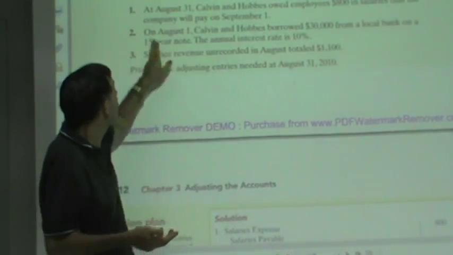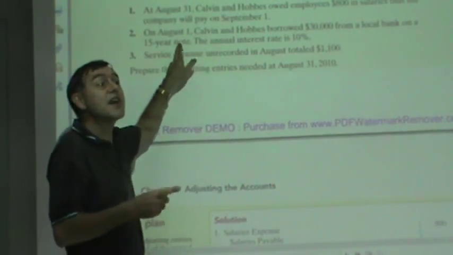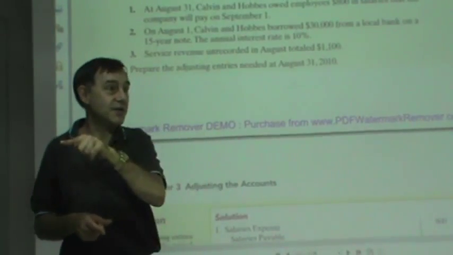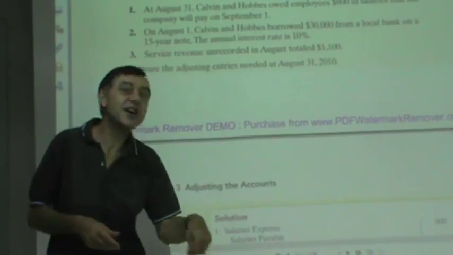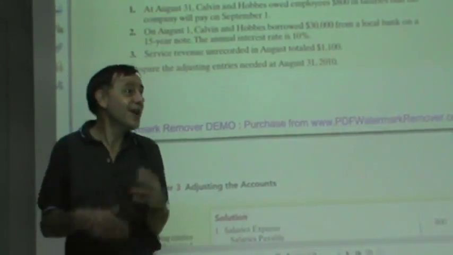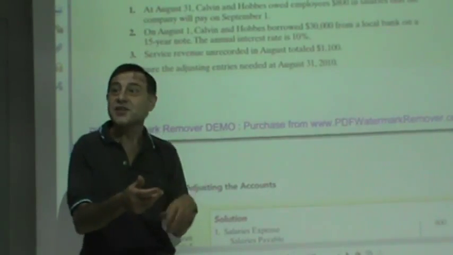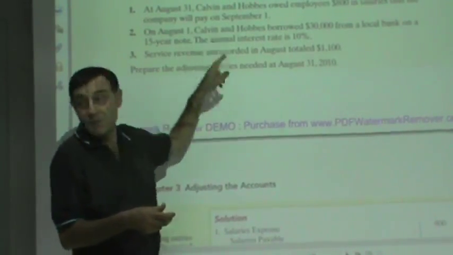what's the credit for the note? What's going to be interest payable. Interest payable. If it's a salary, salary payable. If it's rent, rent payable. Okay, so whatever it is, you say whatever payable. In this case, it's interest payable.